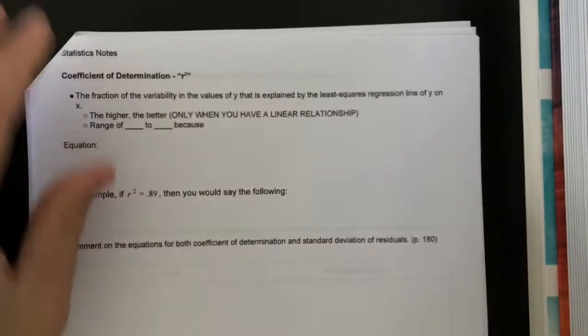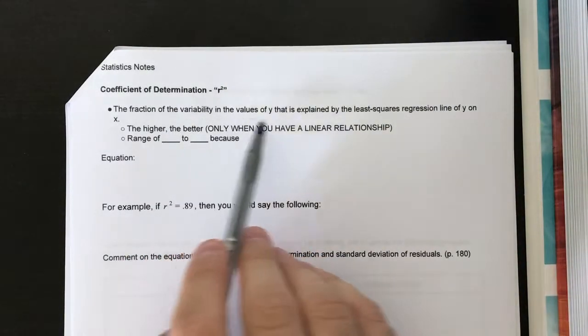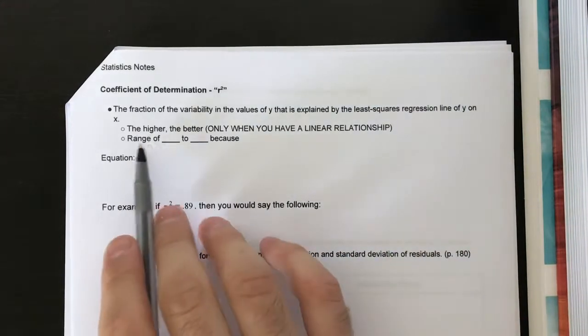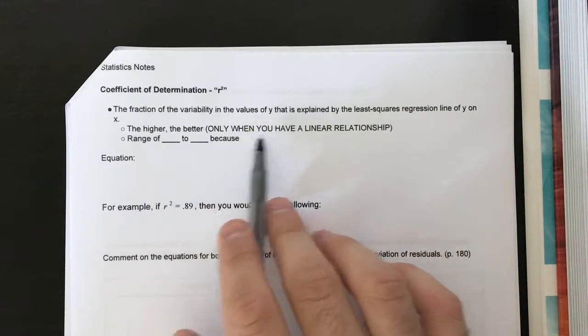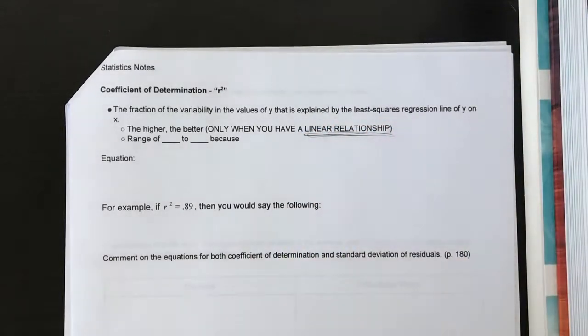If you flip this over, you can also look at the coefficient of determination, or R squared. That is your correlation coefficient squared. It is the fraction of the variability in the values of y that is explained by the least squares regression line of y and x. The higher, the better. You can only use this for a linear relationship. Sometimes R squared values are very high for nonlinear relationships, and people still tend to use them, but it's really inappropriate to do so.